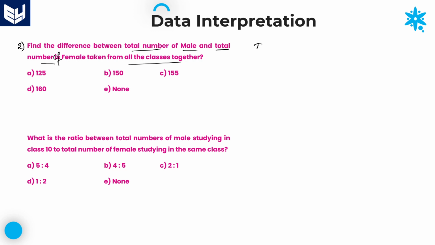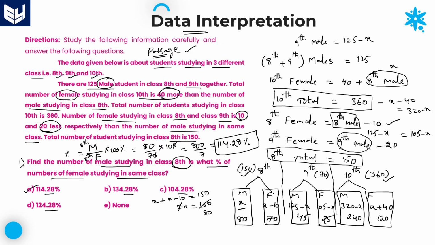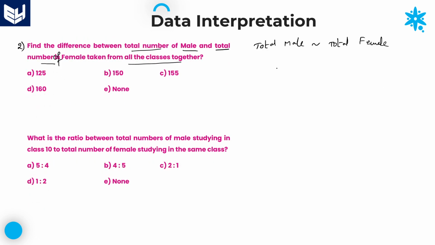It means total male candidates and total female candidates. Difference you need to take. Here, first, for total male candidates, I will write all the values of males: 80, 45, 240. Here in class 8, that is 80 plus 45 plus 240. This is the total number of male candidates.